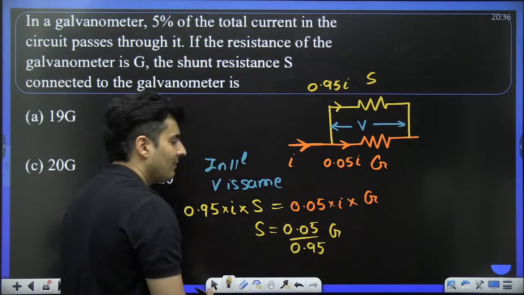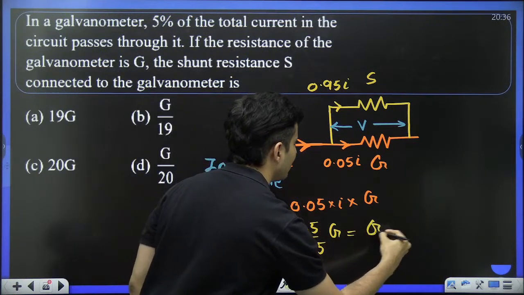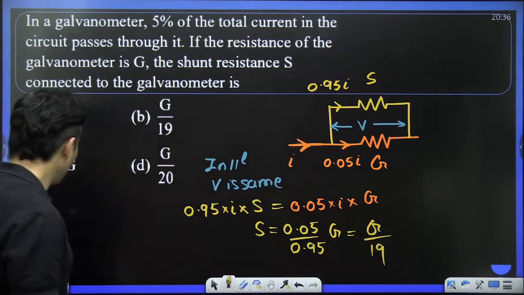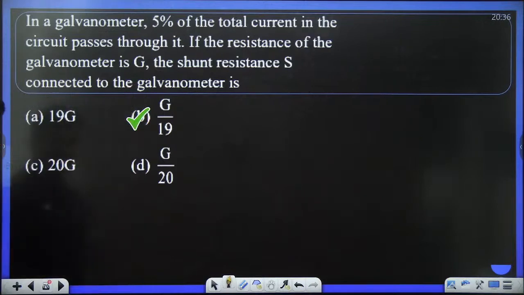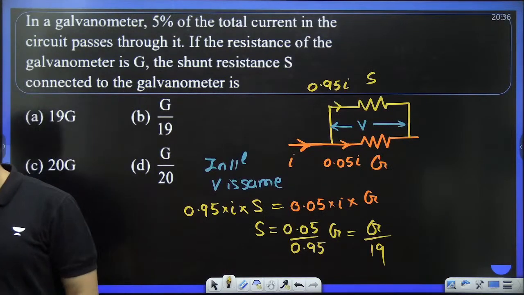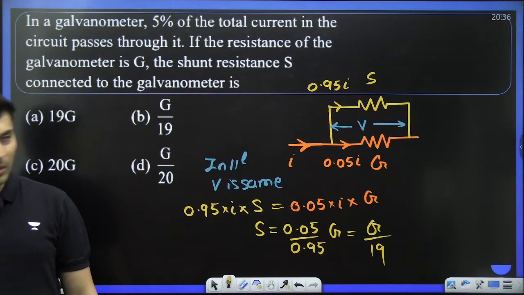This 5 and 95, how many times? 19 times. So basically G by 19 should be the answer. Yes, that is the correct answer. Perfecto. Awesome.